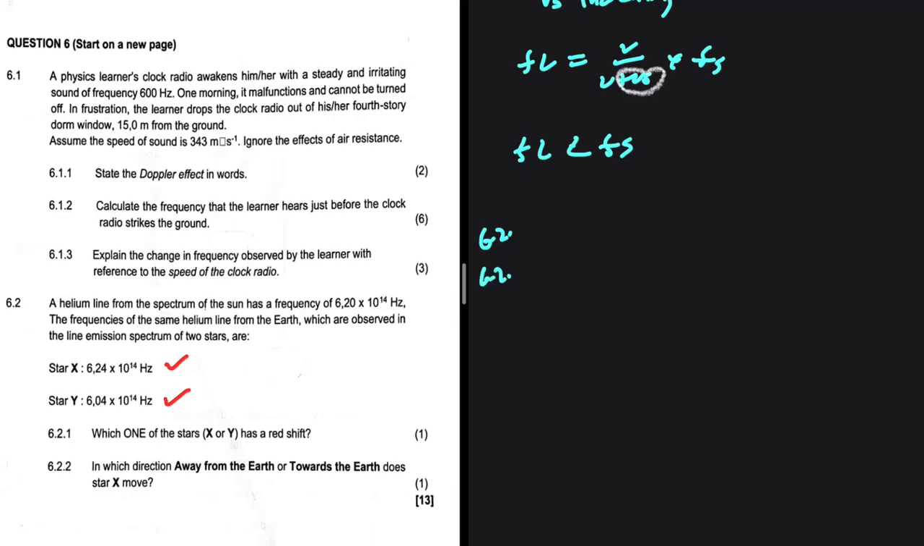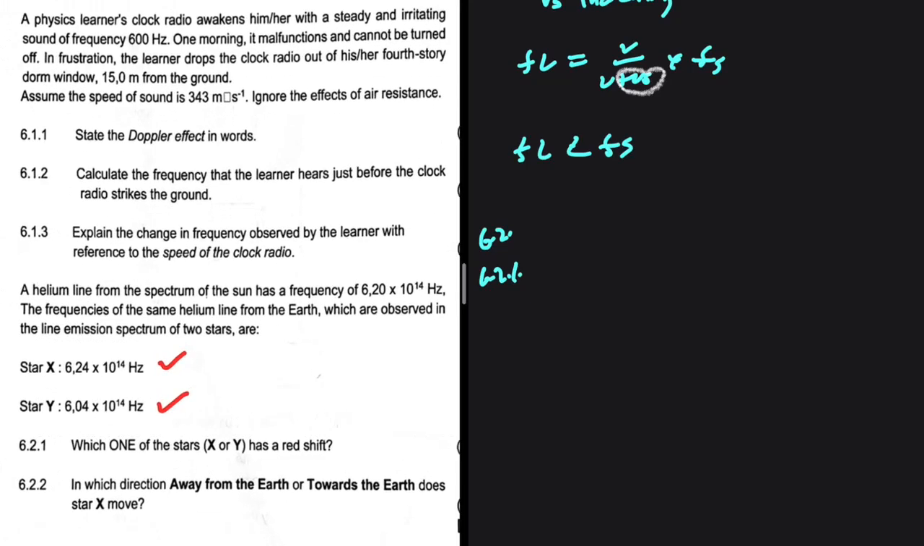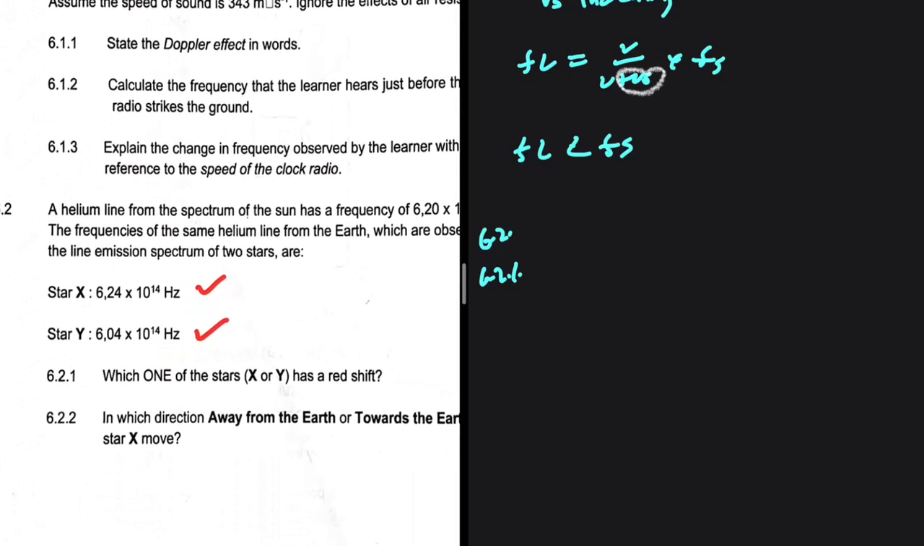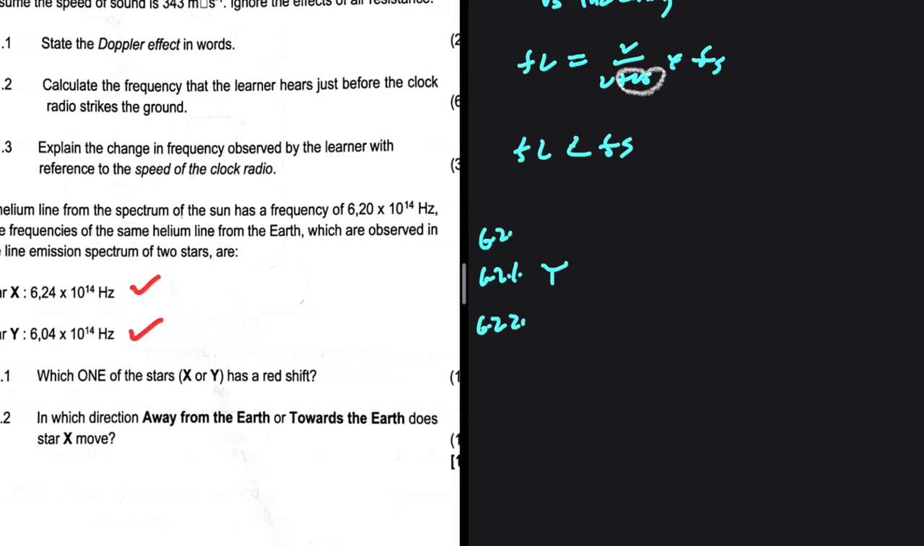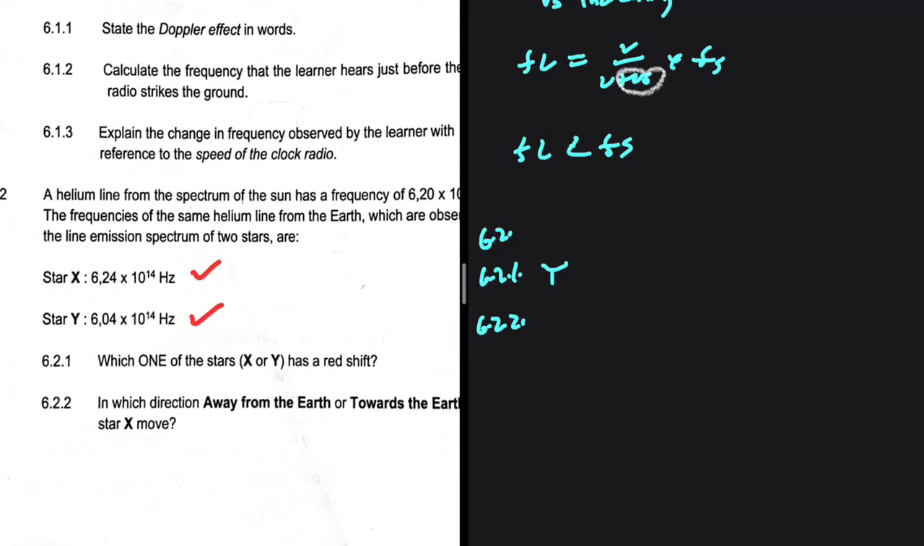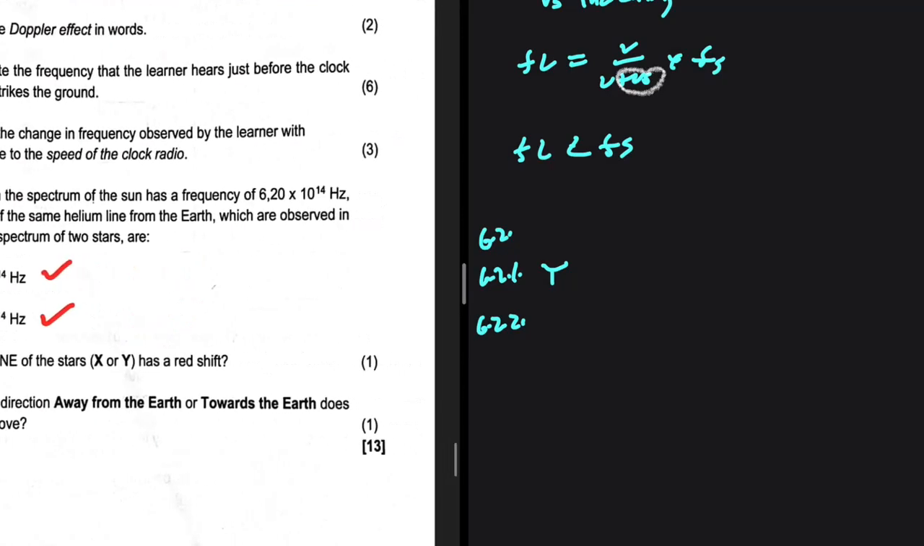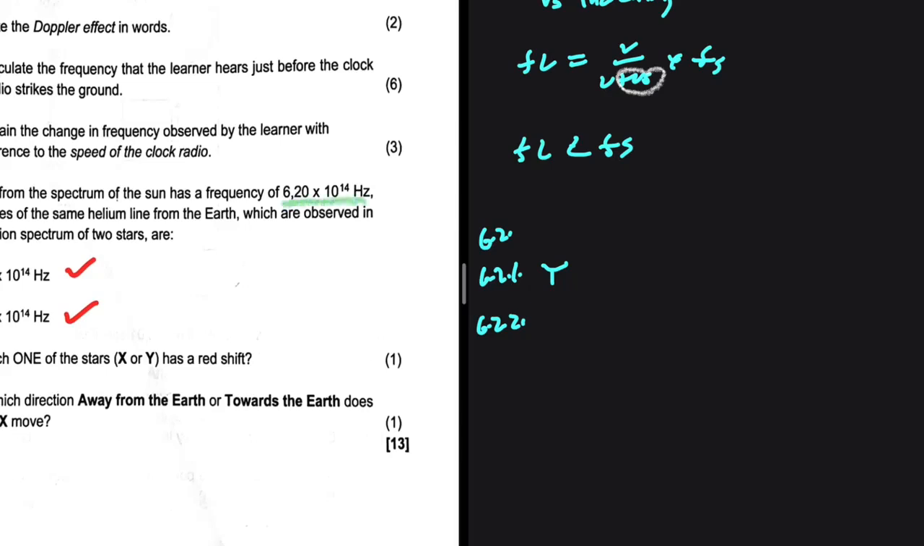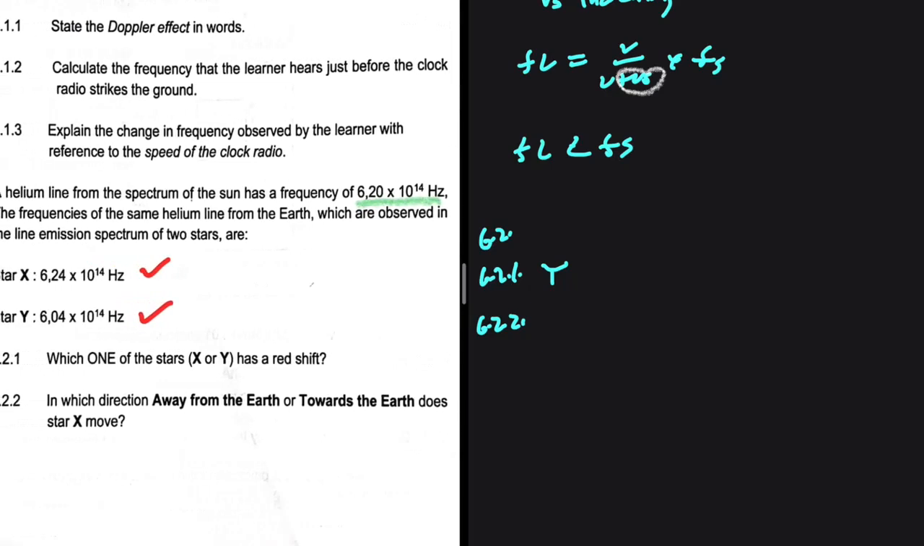6.2.1, which one of the stars, X or Y, has a redshift? So the one with a smaller frequency has a redshift because it has a higher wavelength. So that is star Y. And 6.2.2, in which direction, away from the Earth or towards the Earth, does star X move? Star X has a higher frequency than our reference point, 6.2 times 10 to the power 14 hertz. So it should be moving towards the Earth.